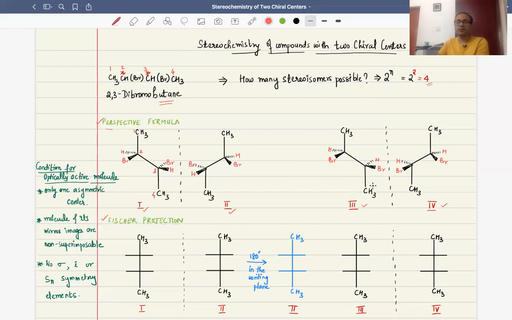So far we have only dealt with molecules with only one stereocenter. So whenever the molecule has only one stereocenter, the molecule is always chiral. But when it comes to molecules with more than one stereocenter, then we need to look at it from a different perspective.